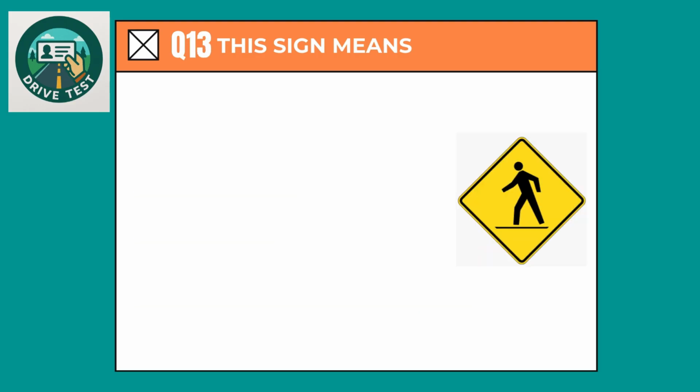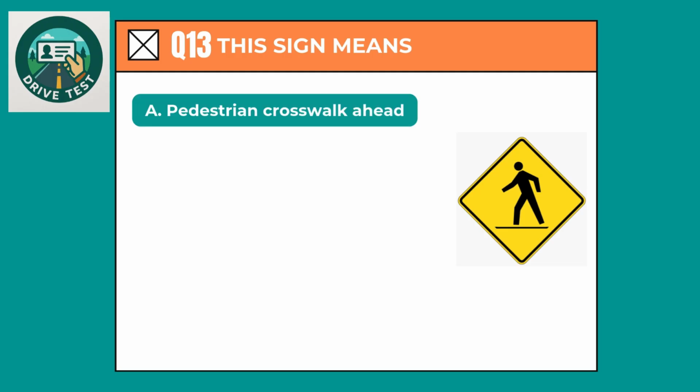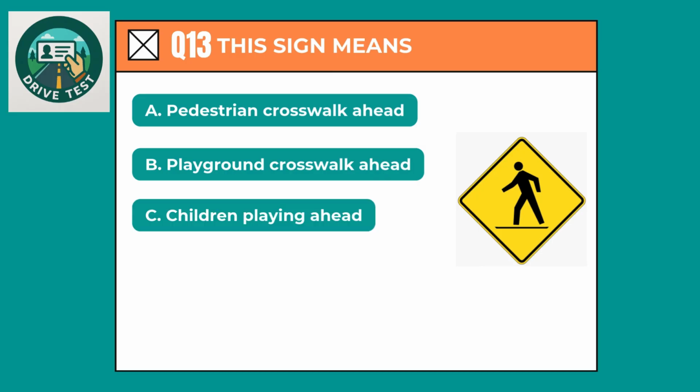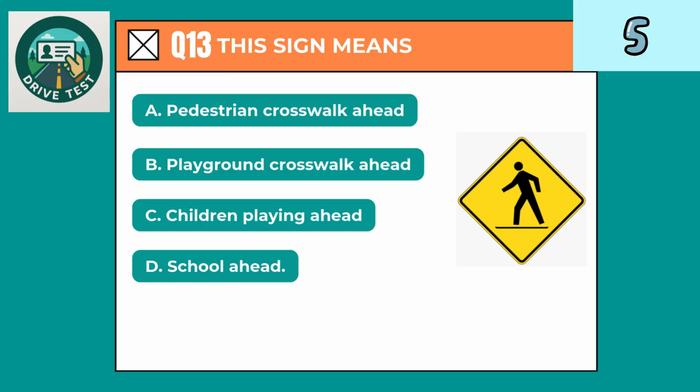Question 13. This sign means: A. Pedestrian crosswalk ahead. B. Playground crosswalk ahead. C. Children playing ahead. D. School ahead. The correct answer is A. Pedestrian crosswalk ahead. Prepare to stop for pedestrians crossing the road.